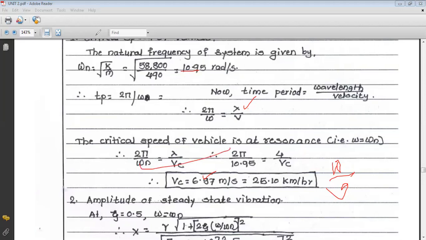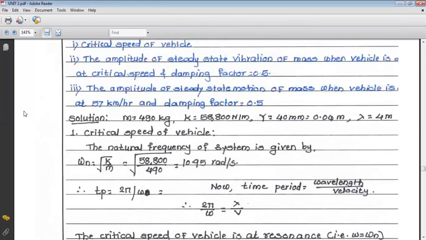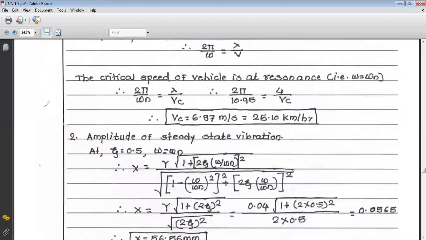Next, we have to find out the steady state amplitude of the vehicle when the vehicle is at critical speed and the damping factor is 0.5. So the damping factor zeta is given as 0.5, and the speed of the vehicle is at critical speed, meaning omega equals omega n. Now we have to find out the steady state vibration. We do not have to find the relative amplitude. We have to find the absolute amplitude.